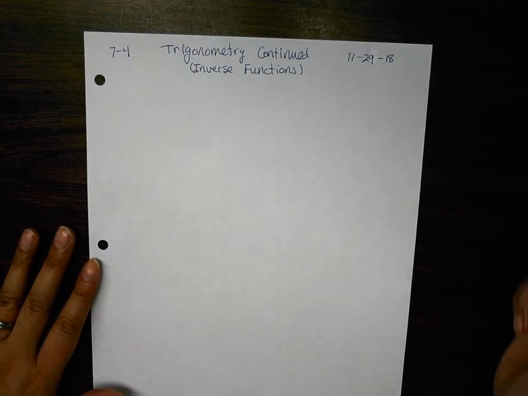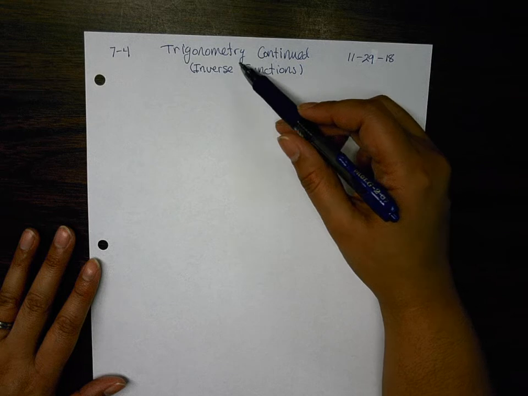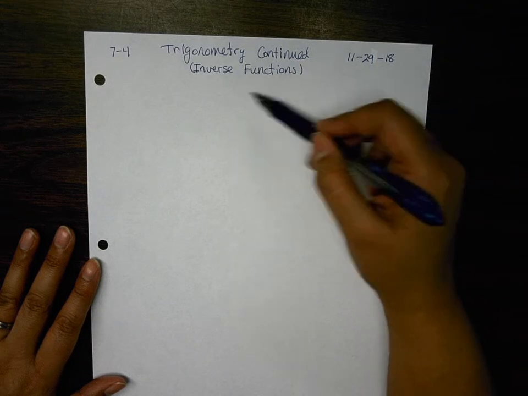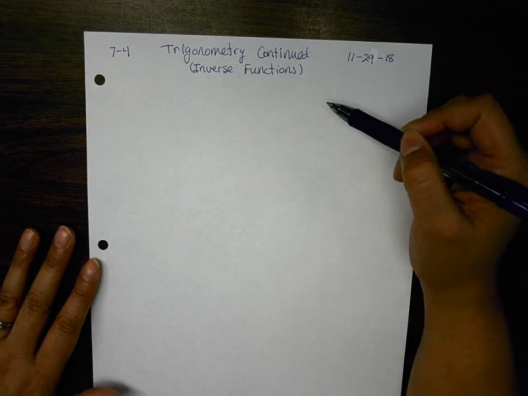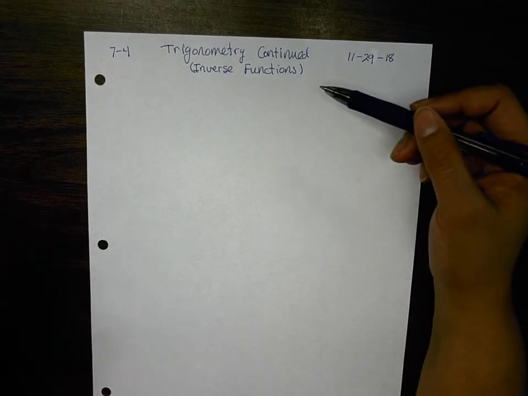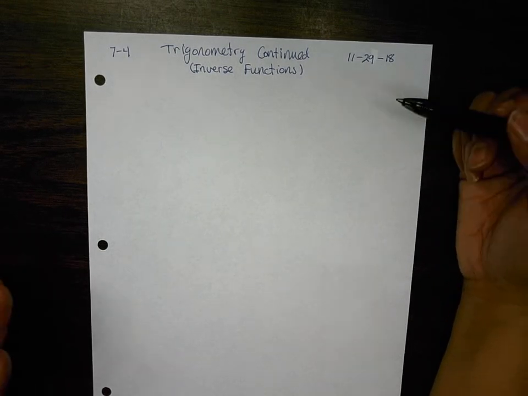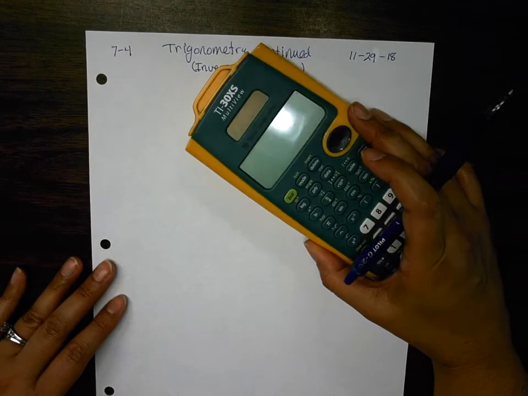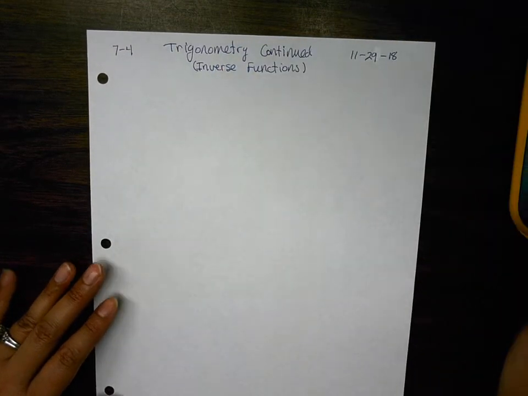This is 7-4. We're still working with trigonometry. Trigonometry continued. We're working with inverse functions today. Now, I've been using the word inverse functions quite a bit in notes. Today, we're actually going to learn how to work with inverse functions and our scientific calculators.